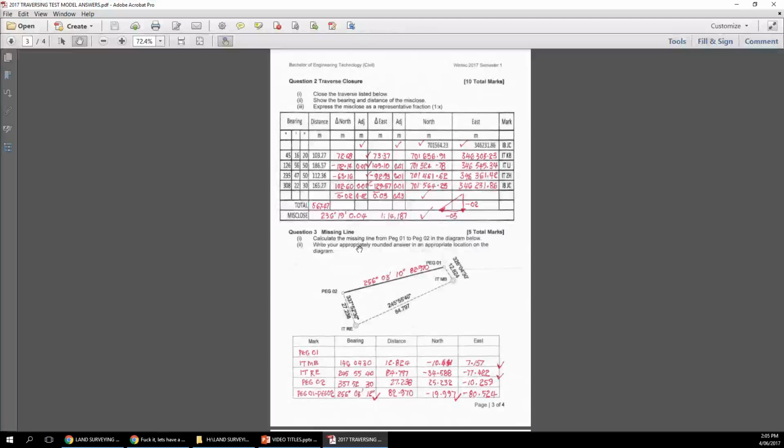Then we're going to look at the misclose. So we get the total distance here, which you can get by Pythagoras, and then 567.47 divided by 0.04, roughly 15,000. If you do it to 3 decimal places, you'll get slightly different numbers, but generally in that order, somewhere between 12 and 20,000 is acceptable.